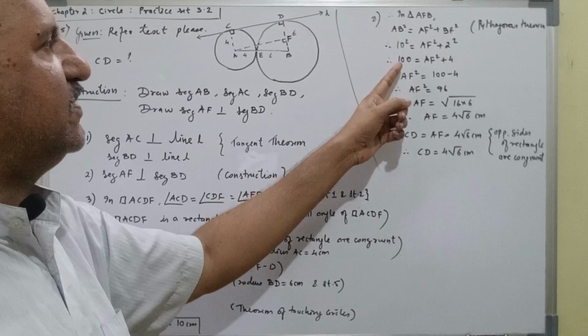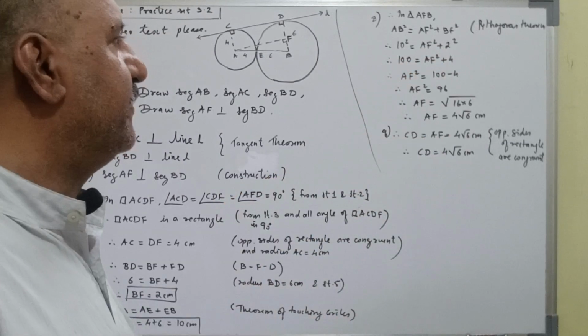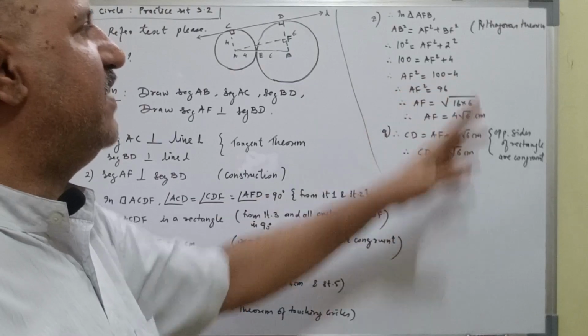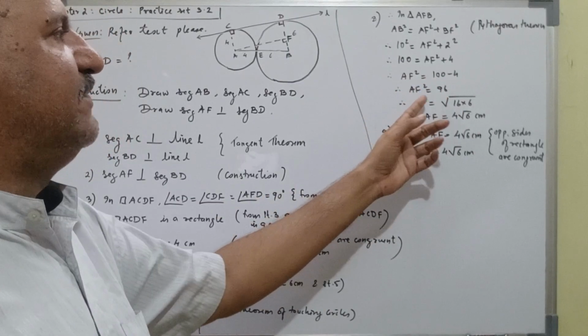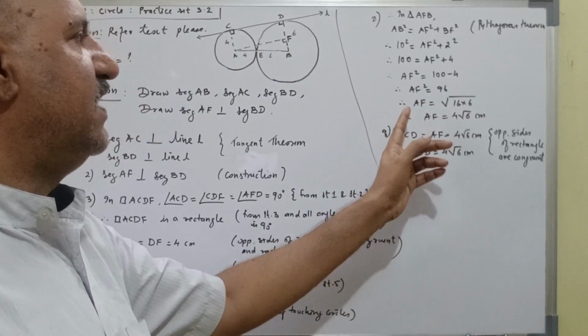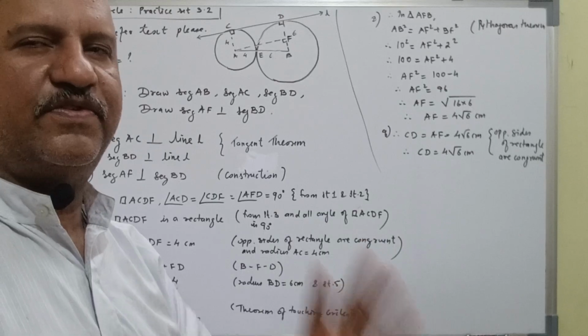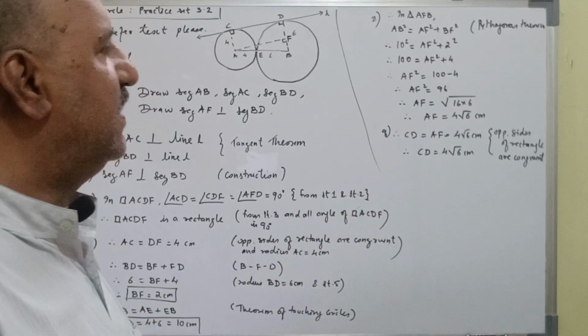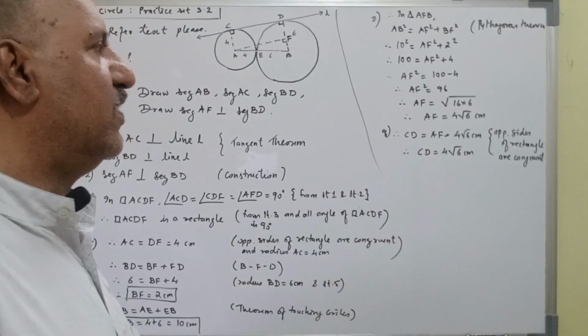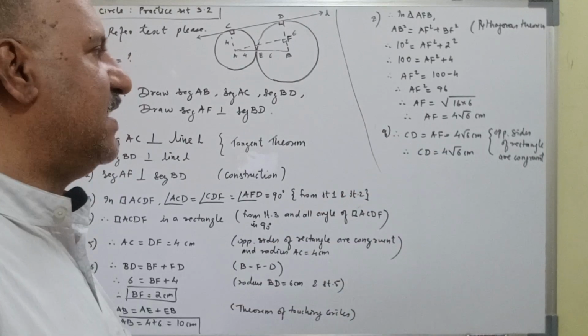So we get 100, 10 square is 100, equal to AF square plus 4 square. So AF square will be 100 minus 4. Therefore AF square will be 96. Taking square root on both sides, we get AF equal to root 16 times 6, 96 के factors निकालो, 16 × 6. Square root of 16 is 4. 6 का कोई square root नहीं है, तो 4 root 6 centimeter answer आता है.